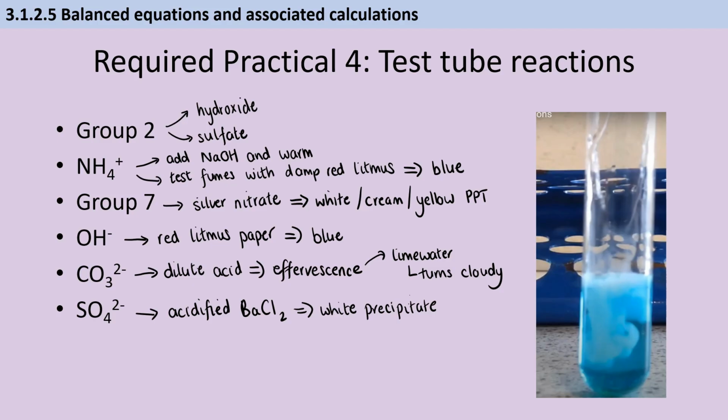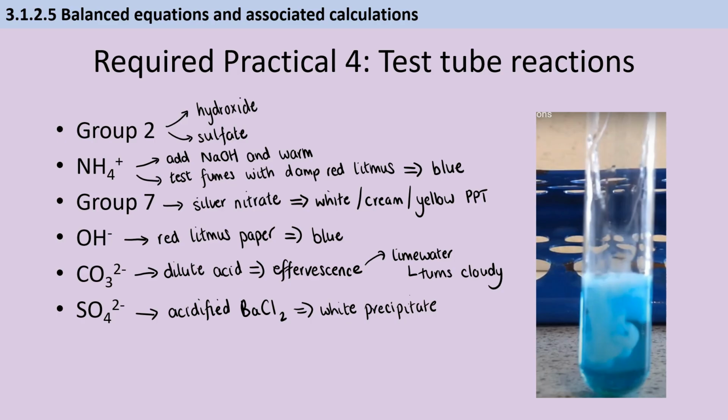As we've said, to identify group 7, we use acidified silver nitrate, which will form a white precipitate for chloride ions, a cream precipitate for bromide ions, and a yellow precipitate for iodide ions. And we can then also try to dissolve those precipitates using dilute ammonia, and the silver chloride precipitate will dissolve, but bromide wouldn't dissolve.